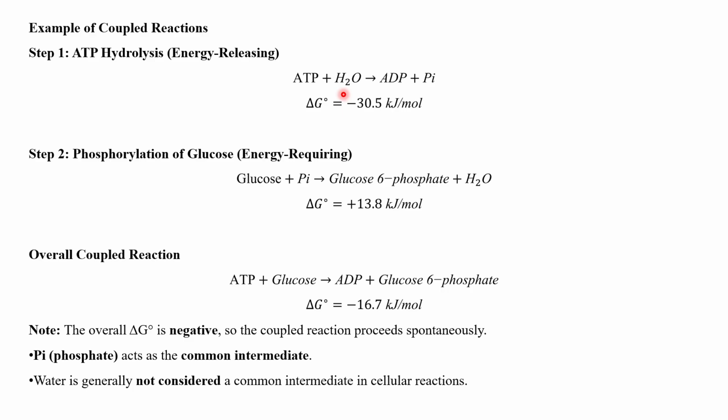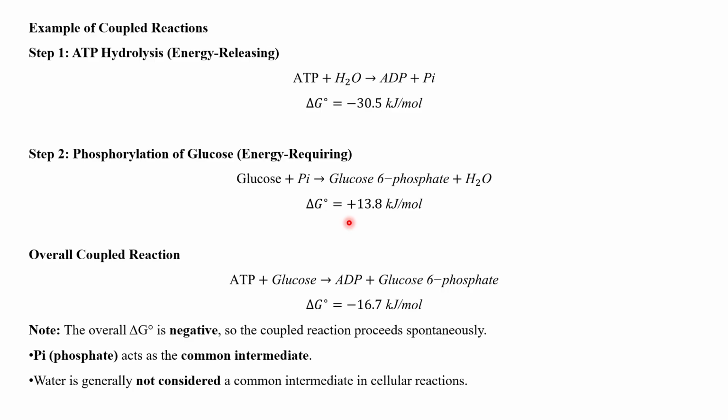On the other side, in step 2, which is phosphorylation of glucose, we are adding a phosphate group to glucose. In the first reaction, we released a Pi, which is inorganic phosphate. In the second reaction, we are adding the inorganic phosphate to the glucose in order to get glucose 6-phosphate plus water. Now there's something I want you to know here. This reaction is endothermic. It requires energy. Look at the Gibbs free energy. The Gibbs free energy is positive.